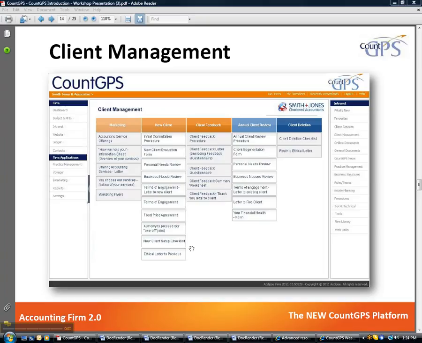The client management section on Count GPS has been laid out according to the lifecycle layout. This means that you get access to all the systems that you need to manage your clients all the way through the lifecycle, depending on where they are at this point in the engagement.